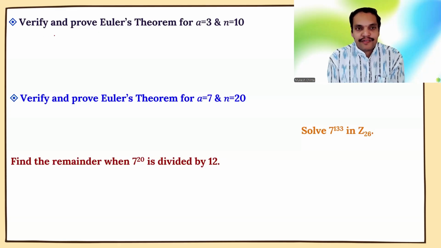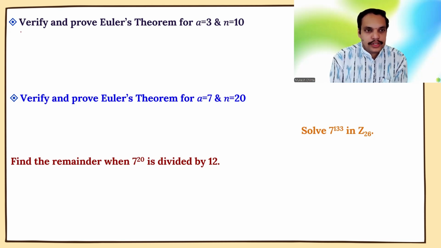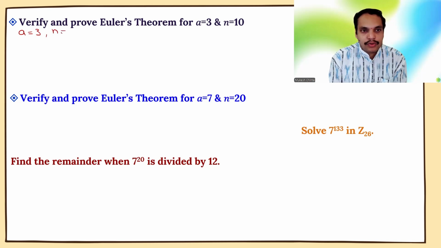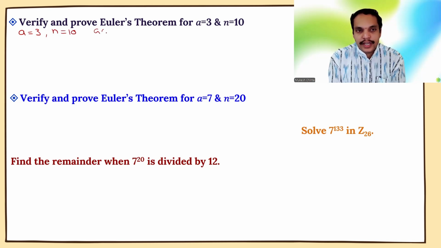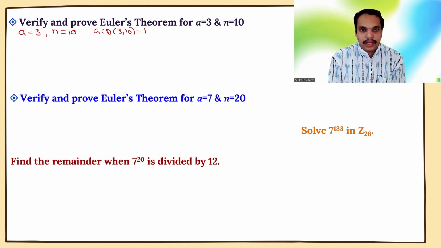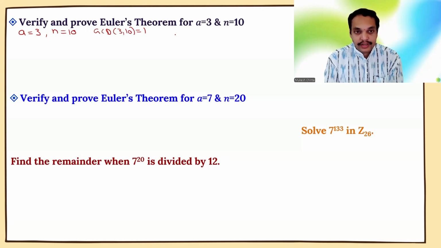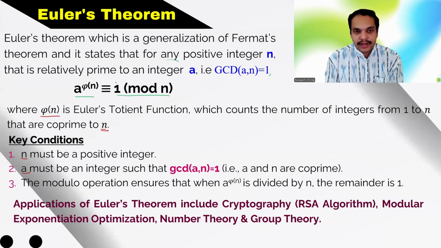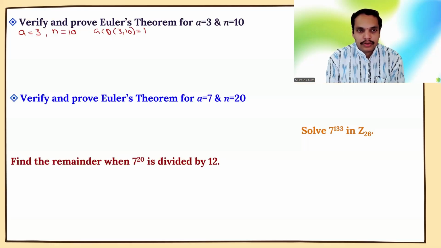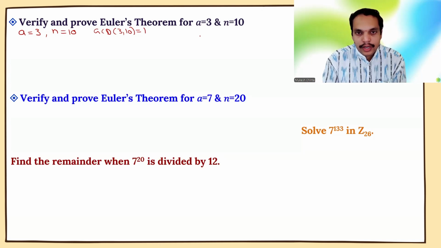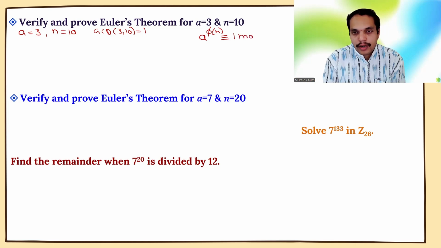You can see here: verify and prove Euler's theorem for a equal to 3 and n equal to 10. You have to understand that the GCD of 3 comma 10 should be 1. Only then can I apply Euler's theorem. First, what is Euler's theorem? Do you remember? Please tell me once. I'm showing it again: a to the power of psi of n is congruent to 1 mod n.